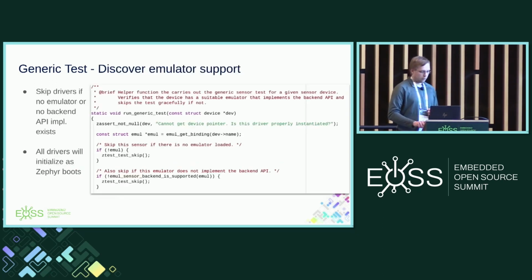But the first check in the run generic test function is whether or not there is actually an emulator and the backend API associated with it. If it's not, then we're going to skip that test. Basically, it's hard to detect just from the device tree macros alone whether or not a sensor supports this. But this also provides some useful test collateral because you can basically see in your output all the tests on all the sensors that don't have support, so you can use that to kind of target which devices we want to work on.